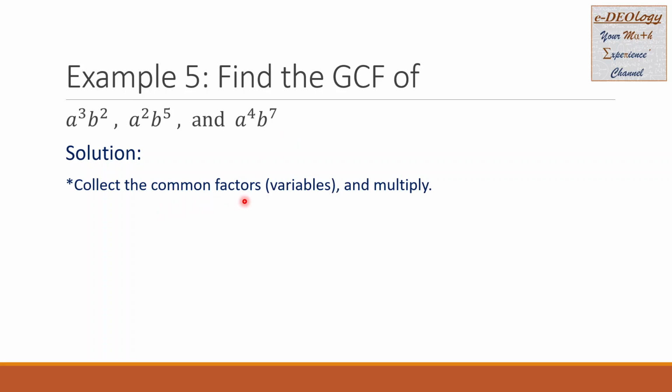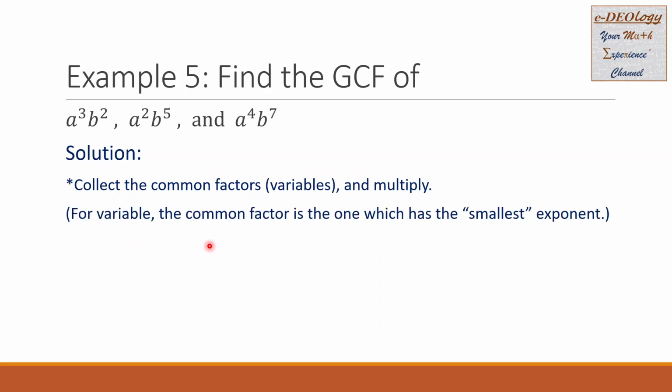Let's collect the common factors or variables and multiply them. For variable, the common factor is the one which has the smallest exponent. Observe our 3 terms. All of them have the variable a and b respectively. Therefore, for the GCF, we have the a squared because a with power 2 is the smallest exponent, times the b squared, and the b squared is the smallest exponent for the b. Then we just combine them. So the GCF is a squared b squared.